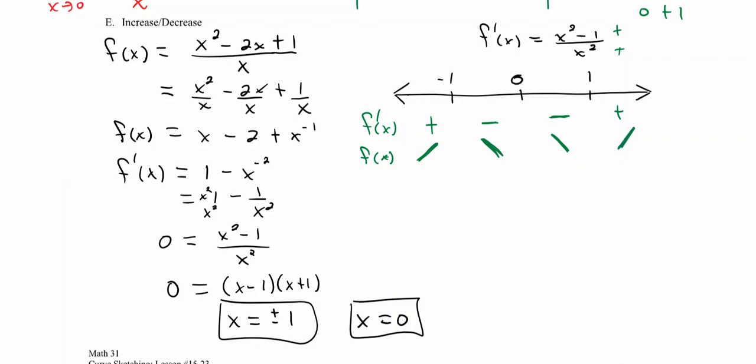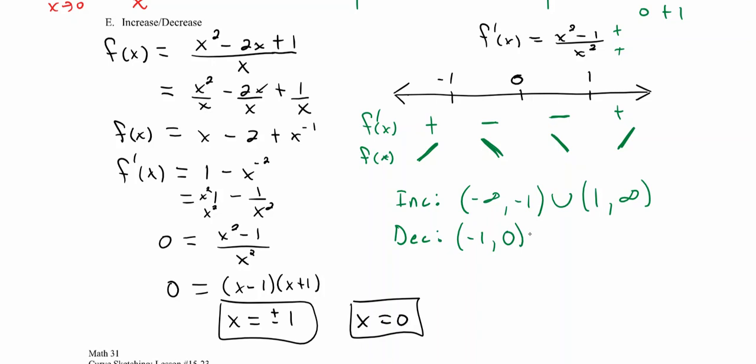All right, so let's quickly write our intervals of increase and decrease. It will increase from the interval -infinity to -1, unioned with 1 to infinity. It will decrease from -1 to 0, unioned with 0 to 1.